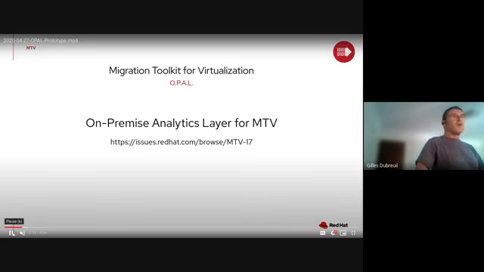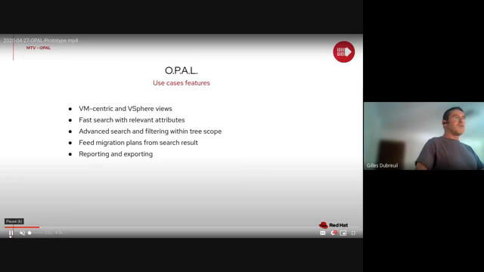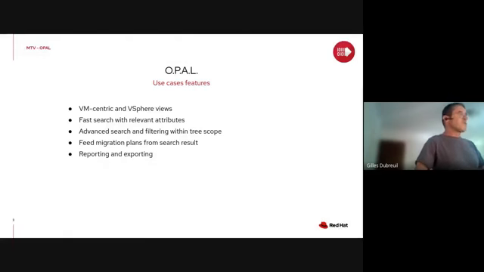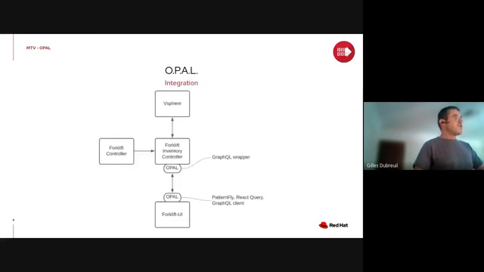Having the providers data structure expressed as a graph gives us a lot of flexibility. It allows us to have a better user experience and more user-friendly views, such as a vCenter-like type of view, and also VM-centric views. On top of that, we could add fast and advanced search capabilities. And from there, we'll be able to store, export, and feed migration plans from selected VM sets.